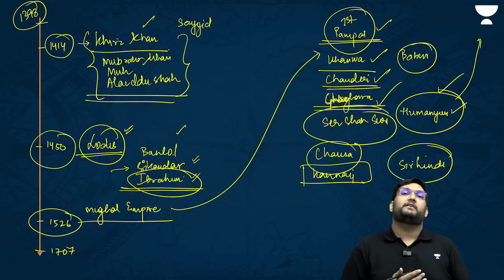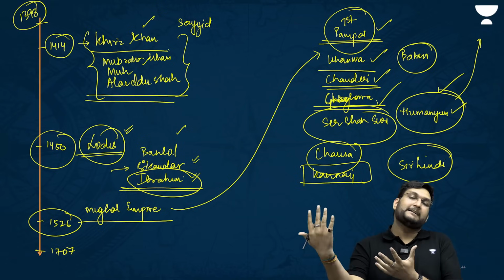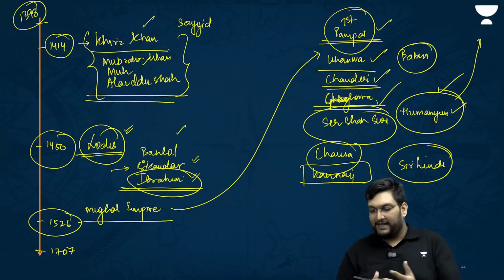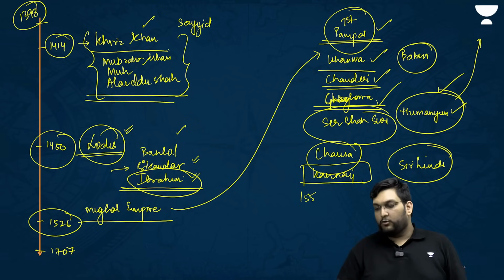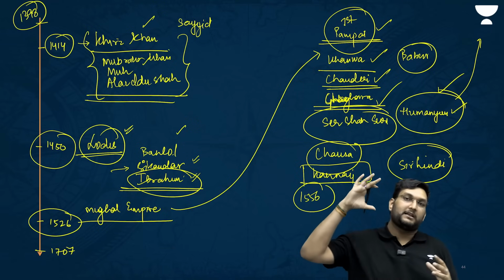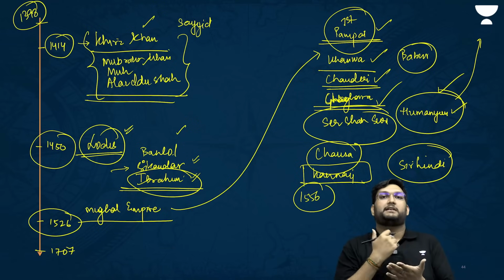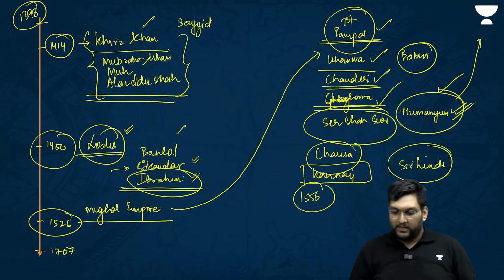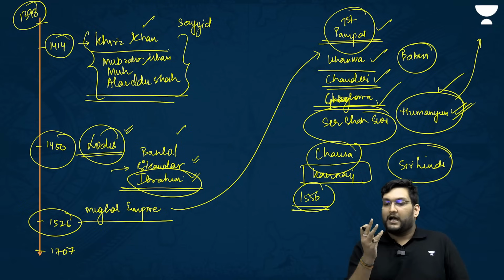By 1555, the rule of the Mughals is back, and in 1556, Humayun is going to fall from the library and break his neck, in turn leading to Akbar coming to power. And from 1556 we have Akbar.